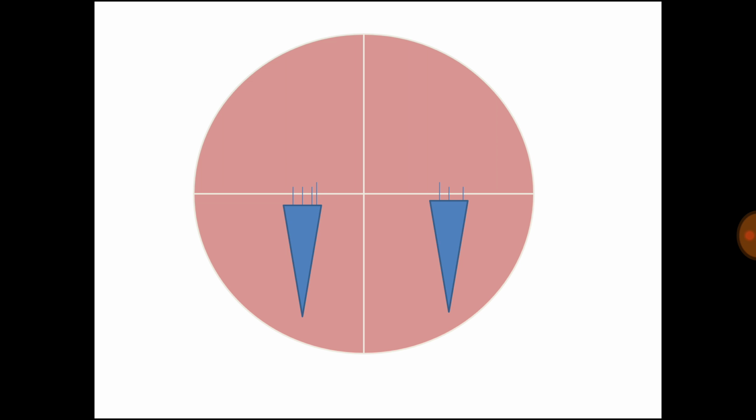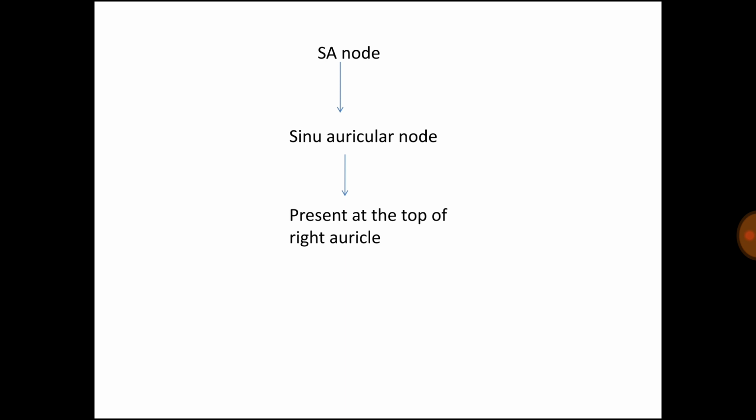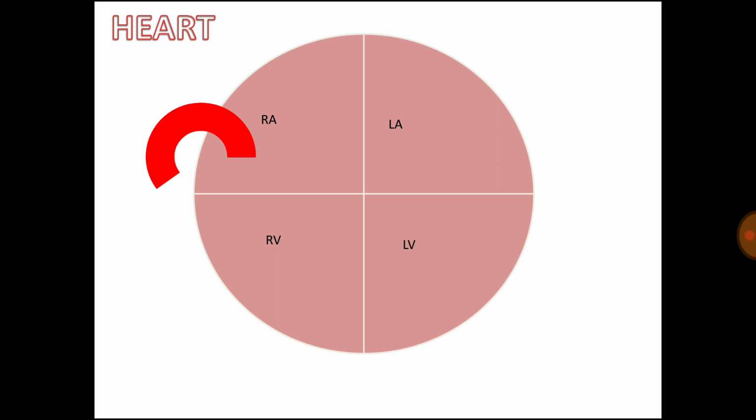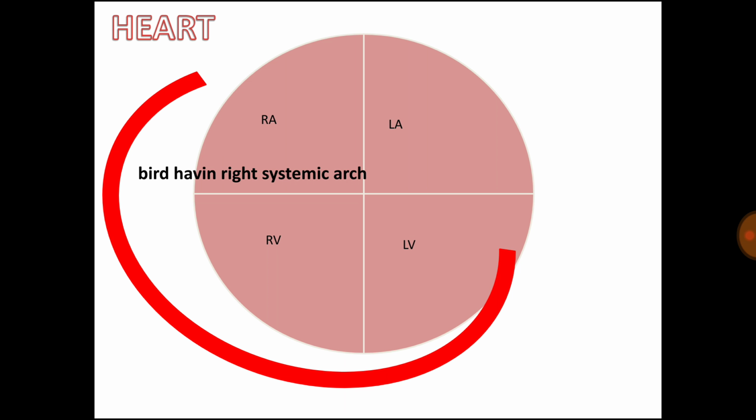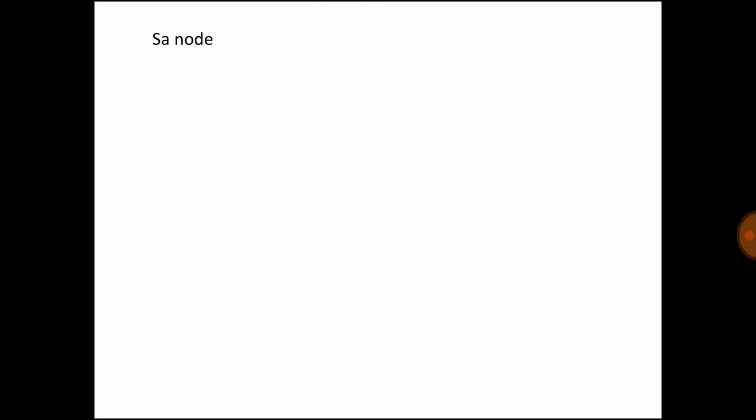And this tricuspid and bicuspid valve is connected with the muscle known as chordae tendineae, and this is further connected with another muscle known as a papillary muscle. Next, SA node. SA node is the sino-atrial node, which is present at the top of the right auricle, and the heart is supplied by the blood vessel or artery known as the coronary artery, and the right systemic arch is present in a bird, and the left systemic arch is present in the human.